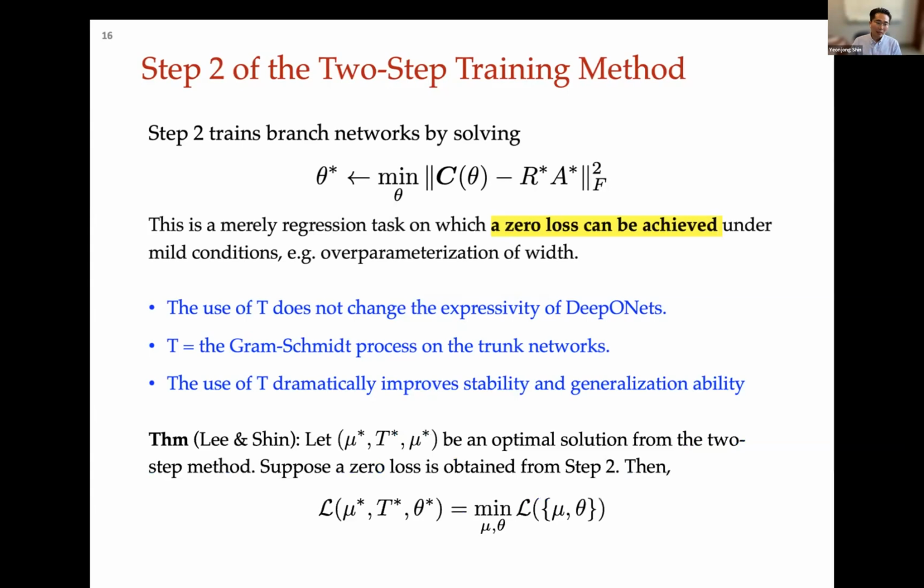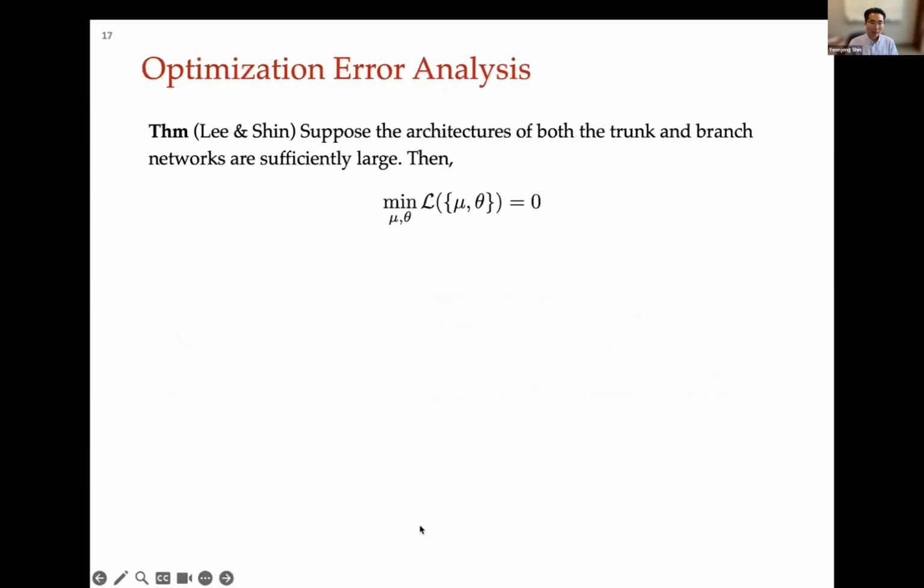A natural theoretical question is: is this two-step procedure equivalent to the original one, and in what sense? We have proved that the right-hand side is the minimum you can achieve from the standard approach of training trunk and branch simultaneously, and if there is a minimum, then this procedure can achieve the same minimum. Furthermore, this separation allows us to prove zero training loss for DeepONets.